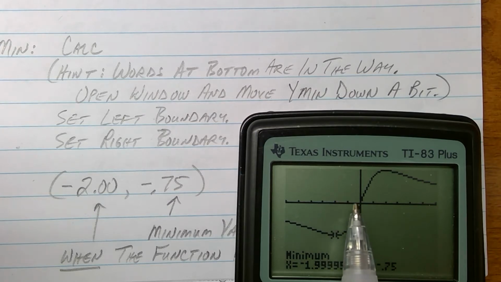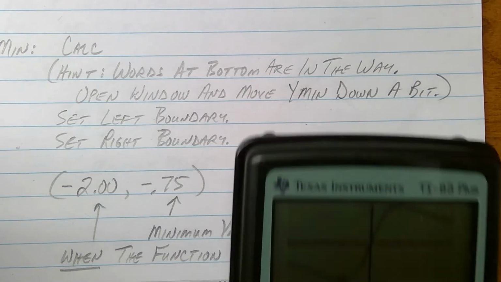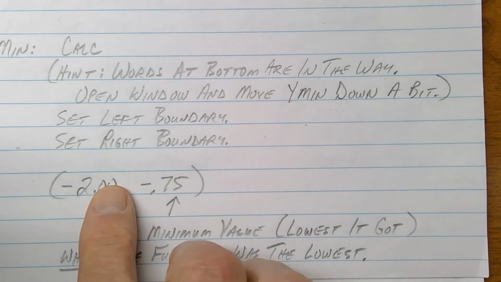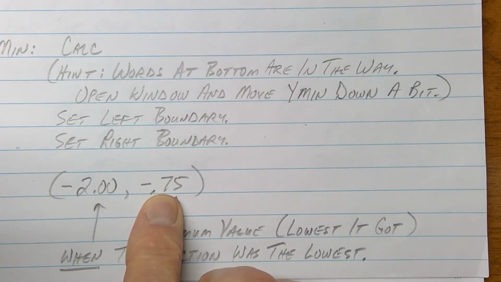If they ask you when did you have a minimum, that's at negative 2. If they ask you what the minimum value was, they're asking how low did it go, it's negative 3/4 of a step down. All right, when is the x, how high or how low is the y?